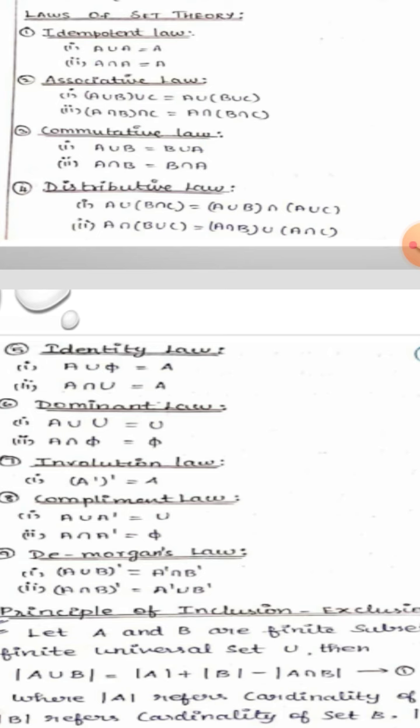And next one, commutative law. We know that A union B is equal to B union A and A intersection B is equal to B intersection A. And next one, distributive law. A union (B intersection C) is equal to (A union B) intersection (A union C). The next one, second law, A intersection (B union C) is equal to (A intersection B) union (A intersection C). So these two are the distributive laws.